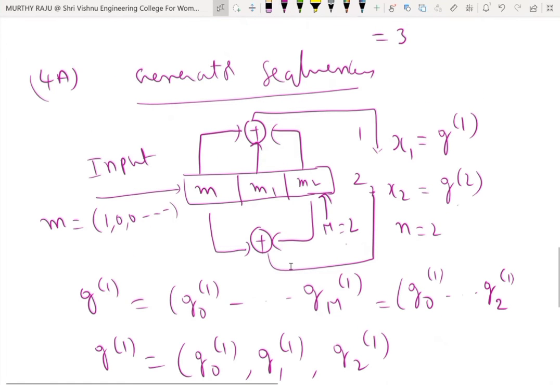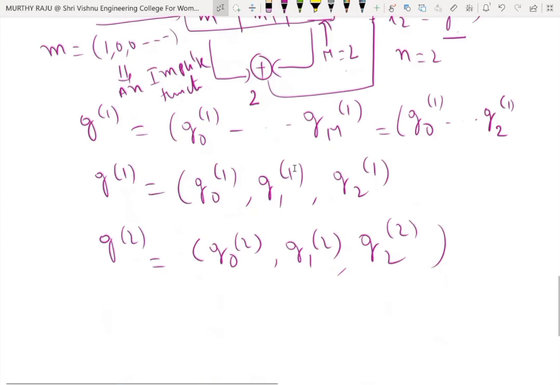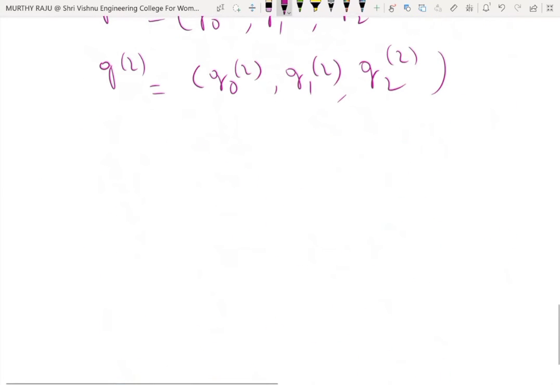The generator sequences are nothing but the impulse responses of an adder. First adder and second adder. These impulse responses are represented by G of 1 and G of 2. When the input to this convolutional encoder is an impulse function, with value 1, 0, 0, and so on, now find out the impulse response.